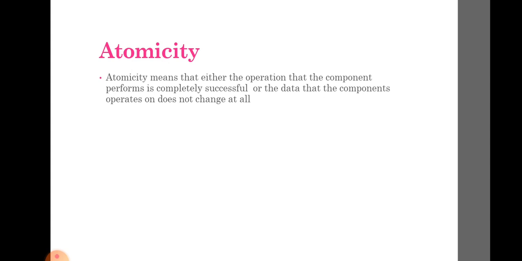It means that either the operation that the component performs is completely successful, or the data that the component operates on does not change at all. That means either the component performs completely successfully or does not make any changes at all. Either it should be successful or it must fail. Atomicity means that either the operation that the components perform is completely successful, otherwise the operation does not make any changes at all. Got it?